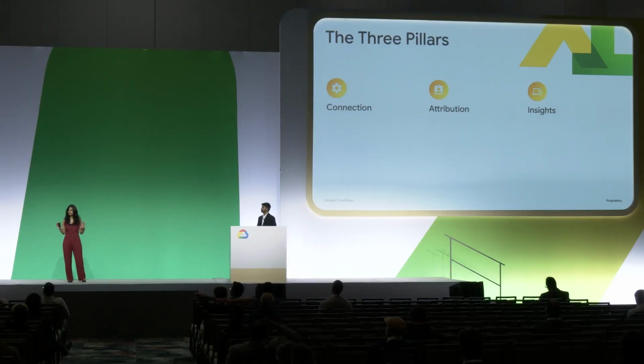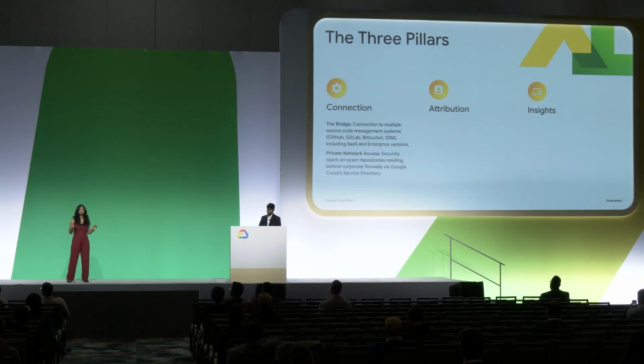Now that you get a big picture of what Developer Connect is, let's try to understand how it works. Developer Connect is really built on 3 core pillars. 1, connection. 2, attribution. 3, insights. Let's start with connection, or connectivity without compromise, as I would like to call it.